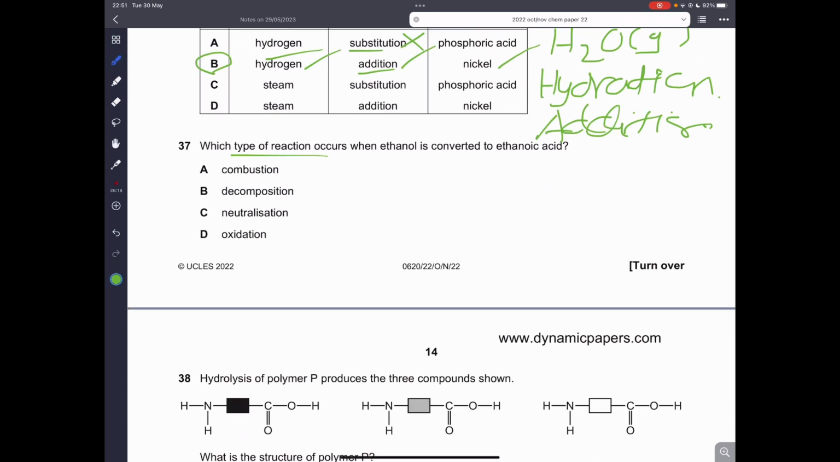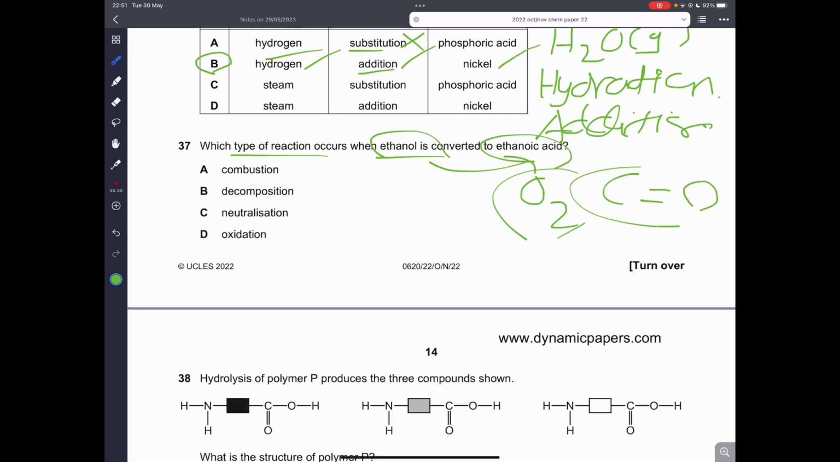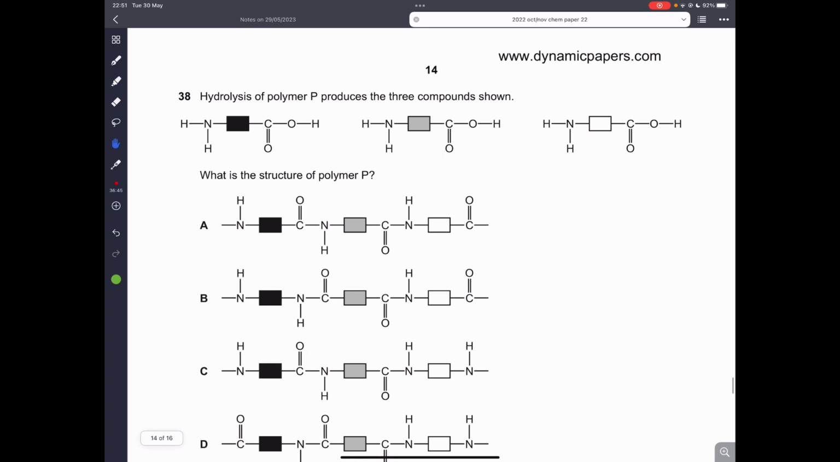37. Which type of reaction occurs when ethanol is converted into ethanoic acid? Now the difference here is only the O2, or otherwise the double bond, the carbon double bond. And so there are two oxygen atoms instead of only one of them, and therefore we can say this is an oxidation reaction. We just add two oxygen, so D is the correct answer.